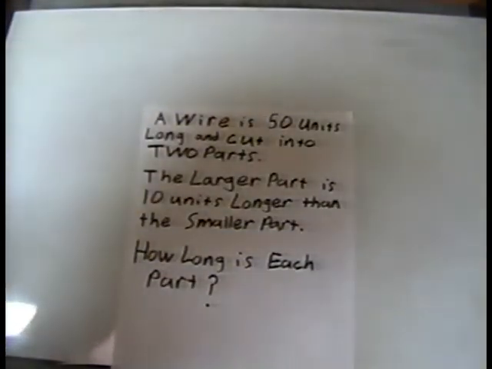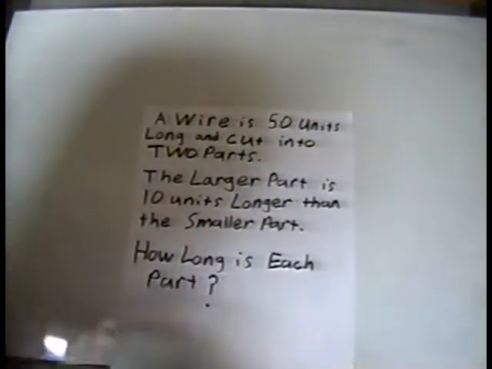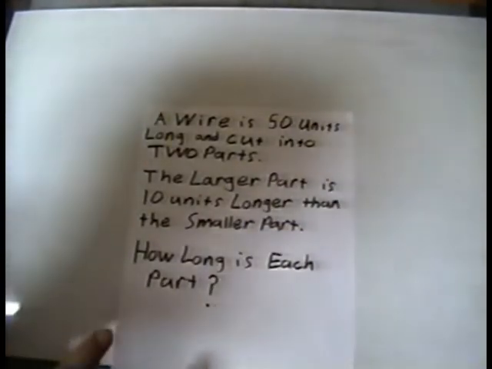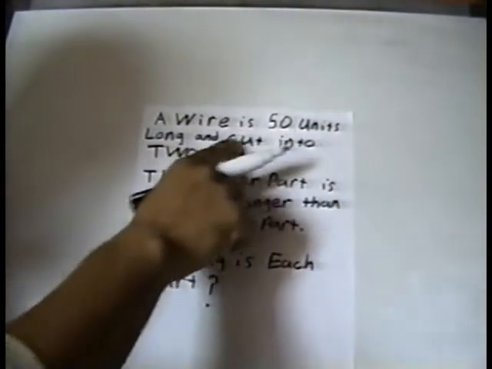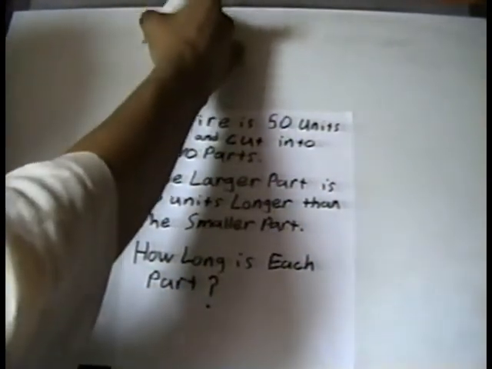Okay, so write that down. A wire is 50 units long and is cut into 2 parts. The larger part is 10 units longer than the smaller part. How long is each part?